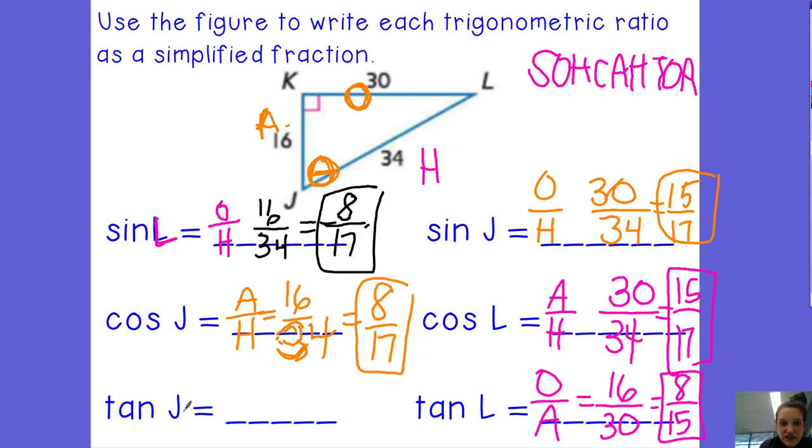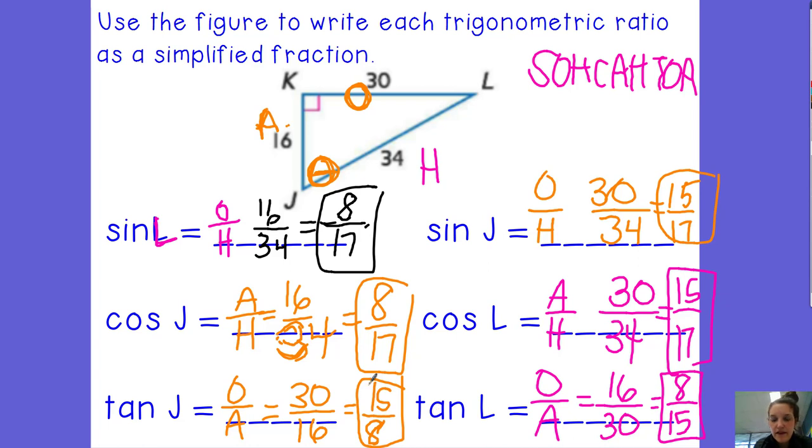And then finally, tangent of angle J. Tangent, T for tangent. Tangent is opposite over adjacent. Oops. Tangent is 30 over 16. And that's going to reduce to 15 over 8. That's an 8. 15 over 8.